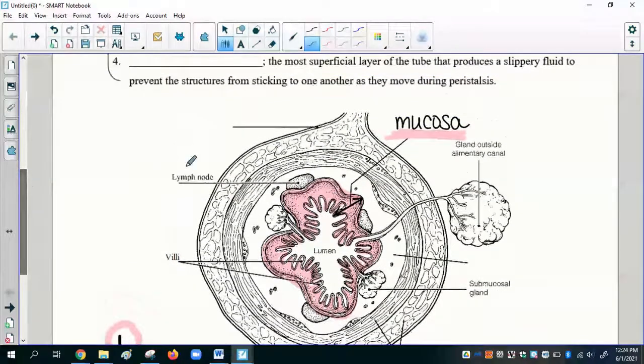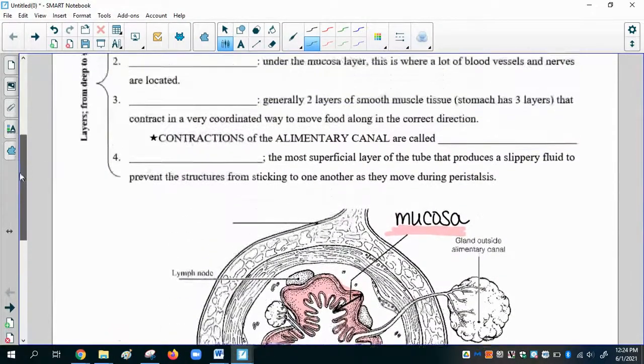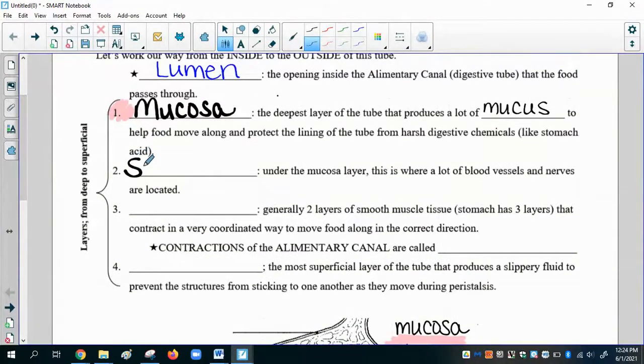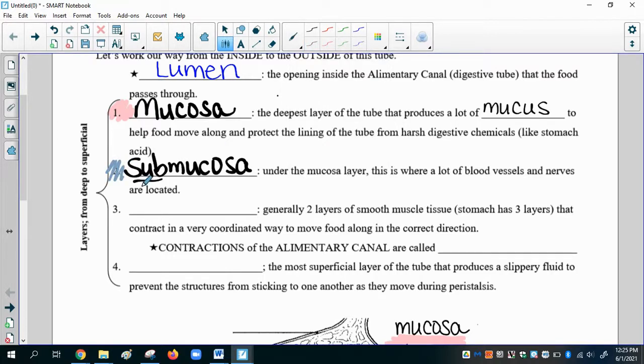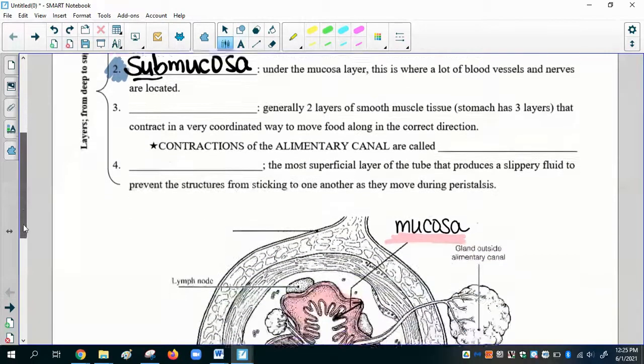Now if we work our way outward, the next layer that we're going to come across is known as the submucosa, which is right underneath the mucosa. So sub meaning under or below. We have lots of blood vessels in this layer. So I'm going to go with something totally unrealistic, just so we can really tell it apart from the mucosa.